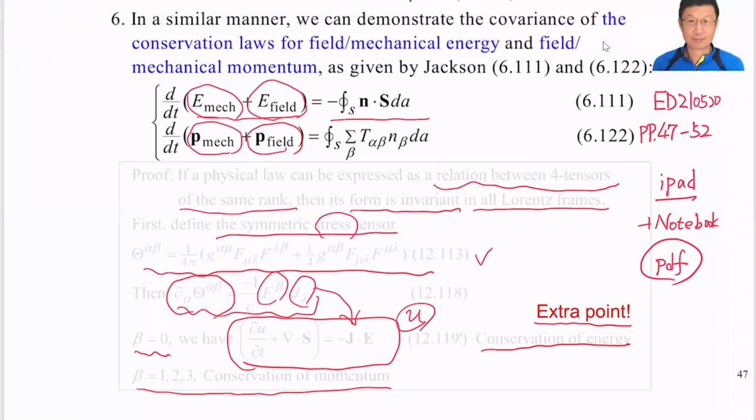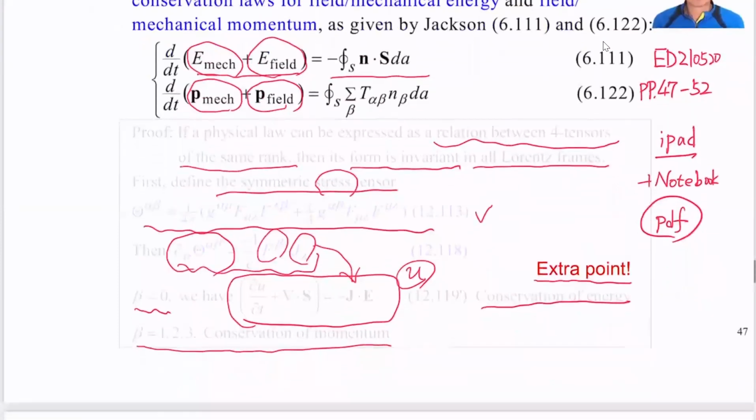In a similar manner, we can demonstrate the covariance of the conservation laws for field and mechanical energy. And this is very important. Maybe you may have a chance to see, to demonstrate, to prove that you understand what happened here. You understand how to prove conservation of momentum at the final exam. Okay, more information.